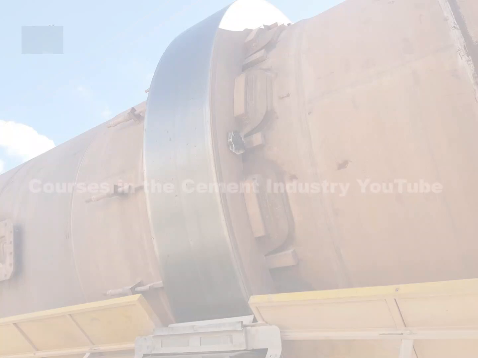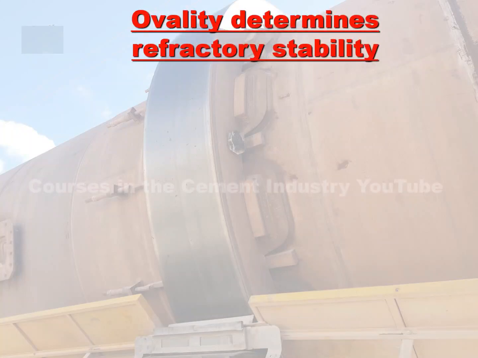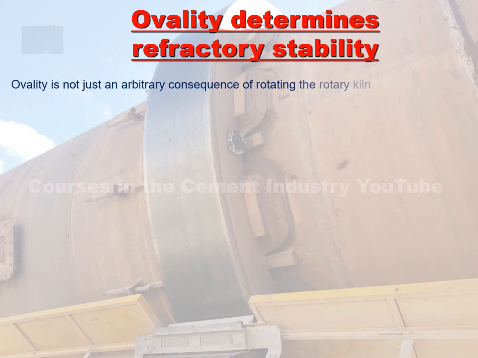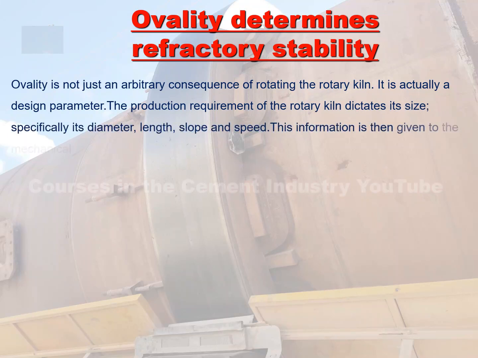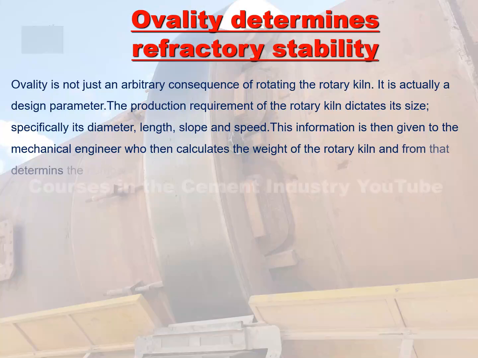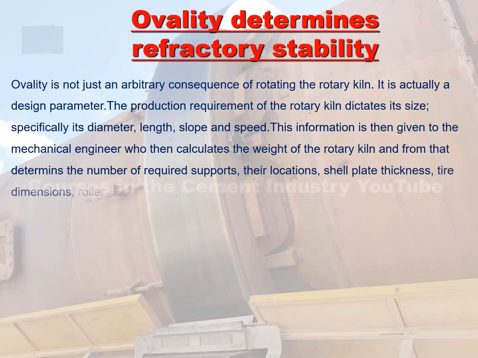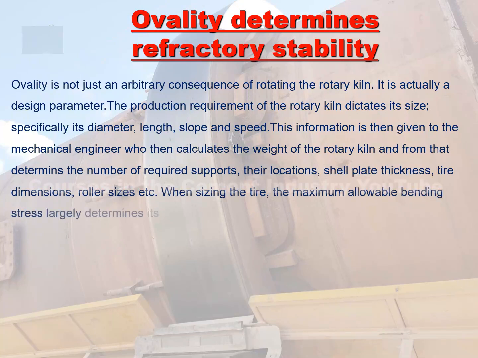We follow together. Ovality determines refractory stability. Ovality is not just an arbitrary consequence of rotating the rotary kiln. It is actually a design parameter. The production requirement of the rotary kiln dictates its size, specifically its diameter, length, slope, and speed. This information is then given to the mechanical engineer, who then calculates the weight of the rotary kiln, and from that determines the number of required supports, their locations, shell plate thickness, tire dimensions, roller sizes, etc.